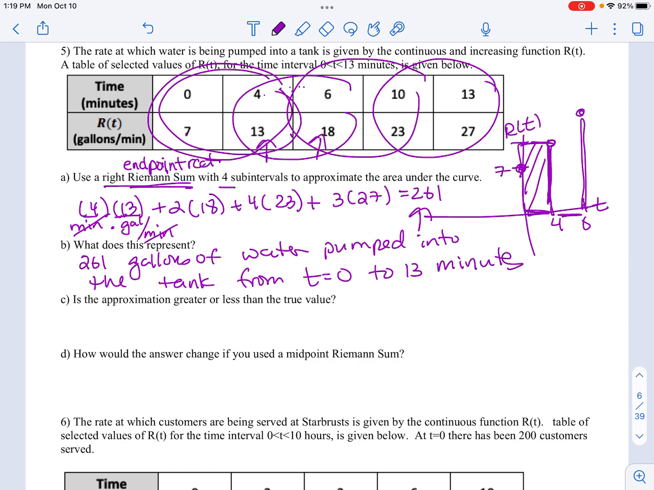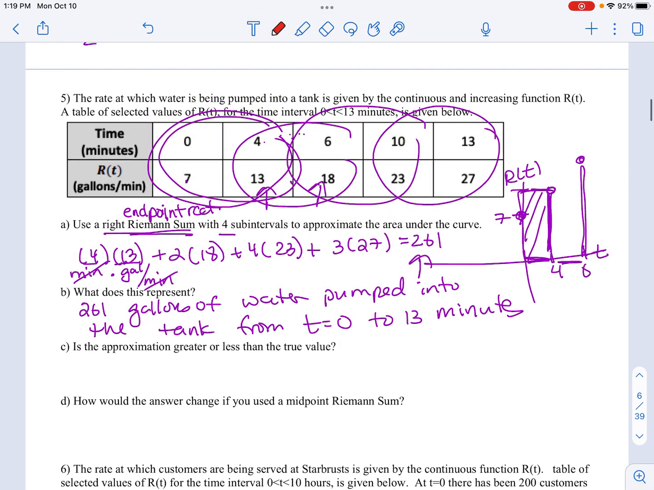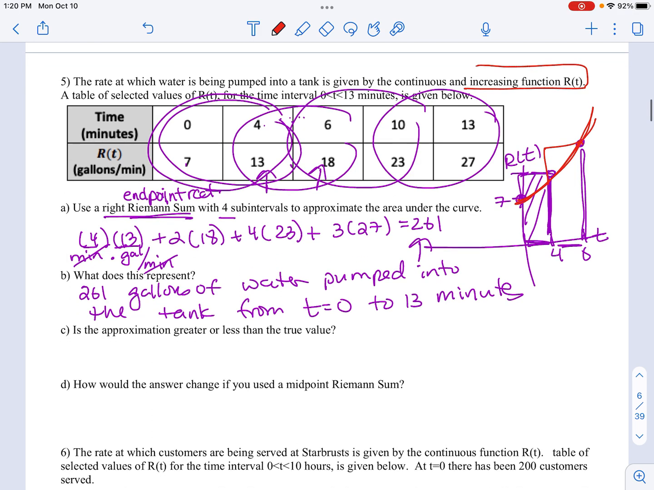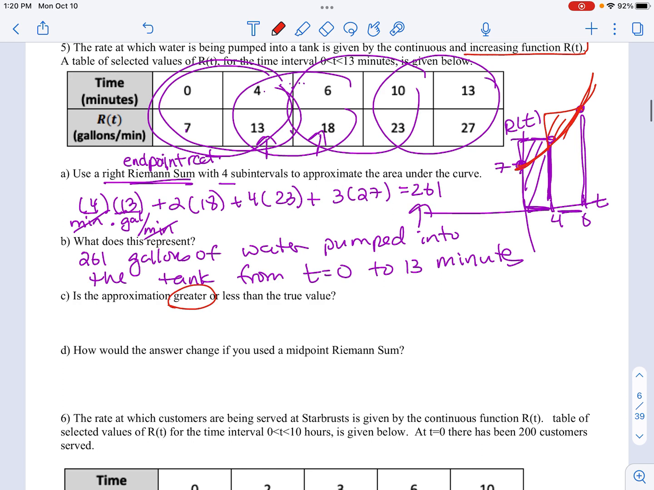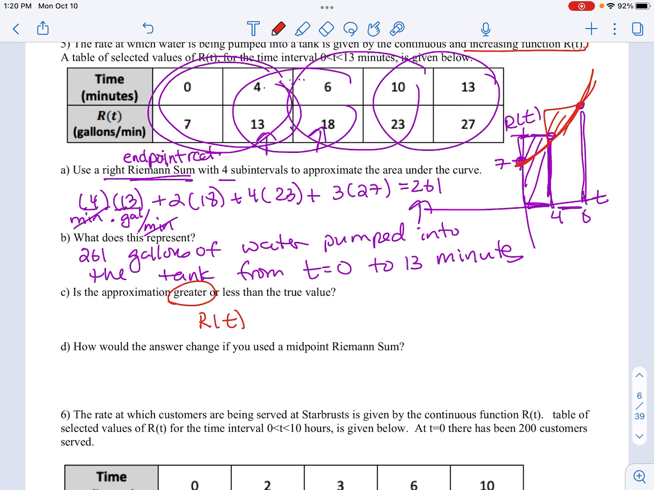Okay. The next question is the approximation greater or less than? Well, we always have to go back to what we're given. They tell us this is an increasing function. So this function is increasing. So we learned, and if you just look at the picture, when we do a right hand, the rectangle always goes over. So we're going to say it's greater, but we always want to justify what's given. And they told us that this is an increasing function. So we're going to say because r of t is increasing.